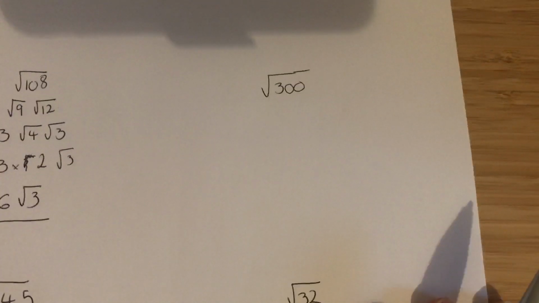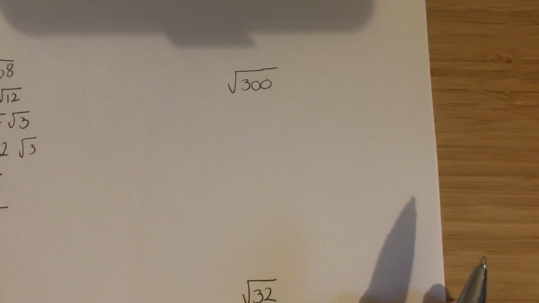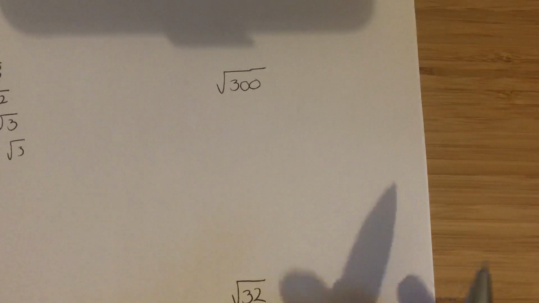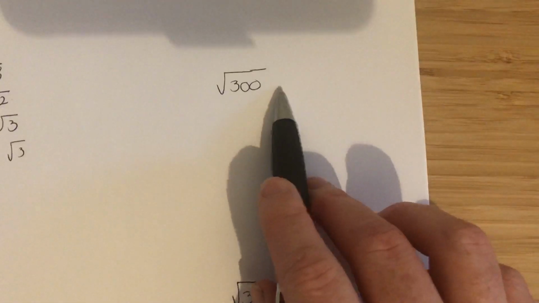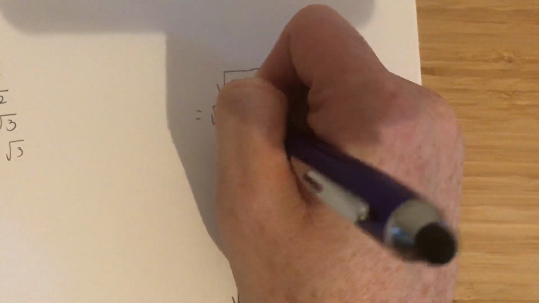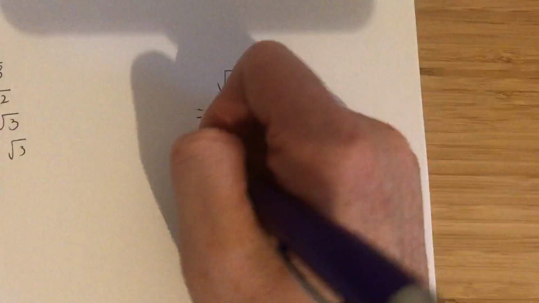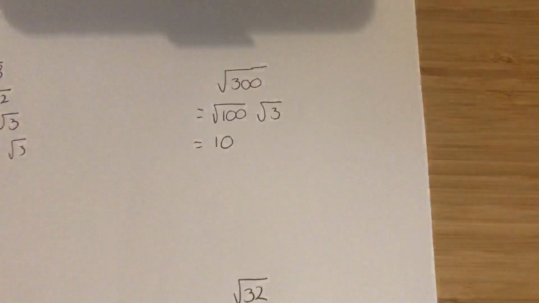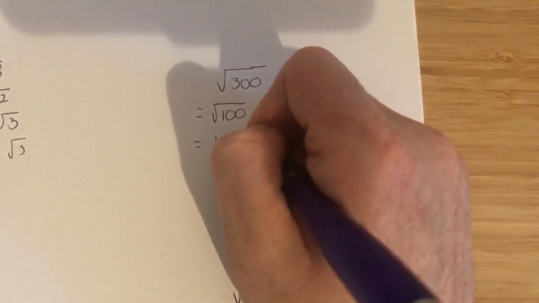The next one, we've got square root of 300. So if you want to try it yourself, you could pause the video and check your solution in a moment. Two factors of 300 where one's a square number. Well, we know that 100 is one of our square numbers, so we could do square root of 100 times square root of 3. We know that the square root of 100 is 10, so that becomes 10 root 3.